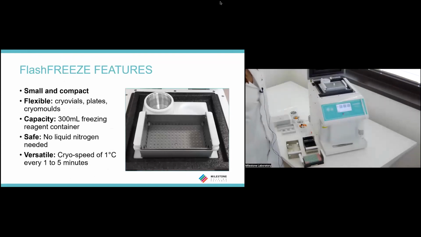In the working area, we have a freezing container in which we suggest putting ethanol, that is surely safer than liquid nitrogen and isopentane. It's possible to set the working temperature at -80 degrees or to set a freezing rate with a speed that is between 1 and 5 minutes for every degree. In this unit, it's possible to freeze samples in cryovials and in cryomolds.